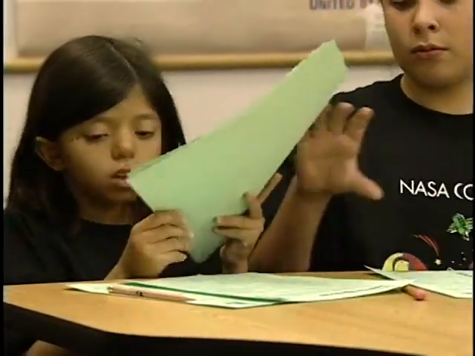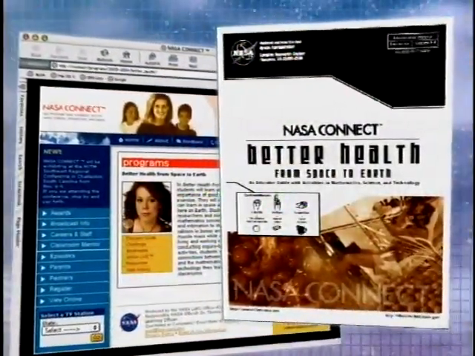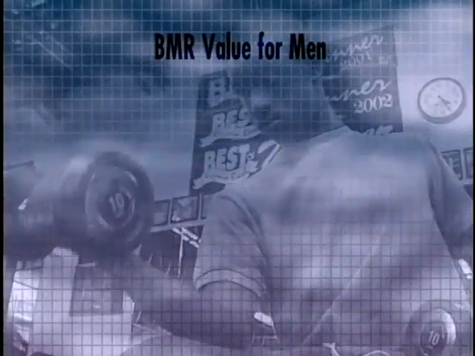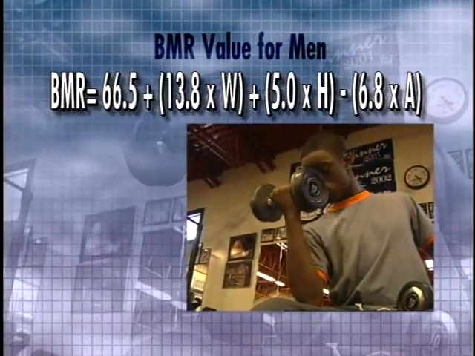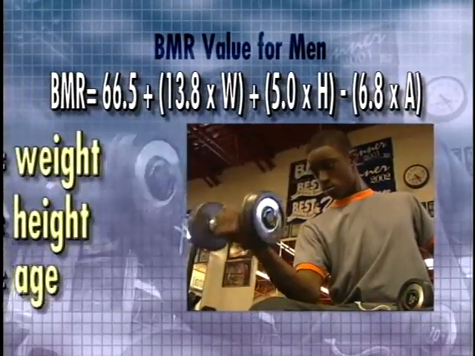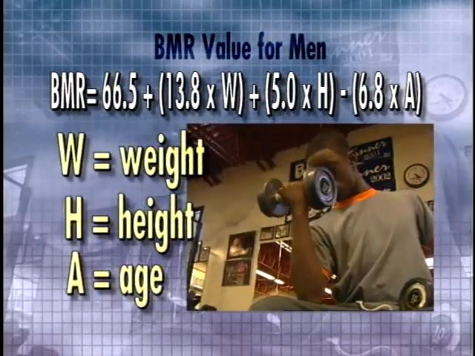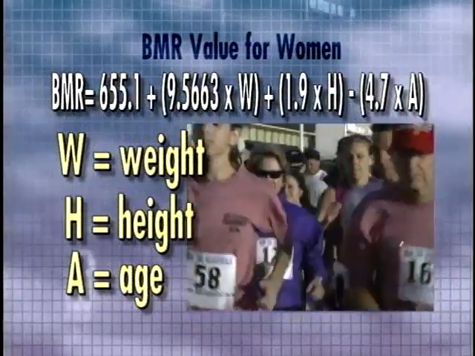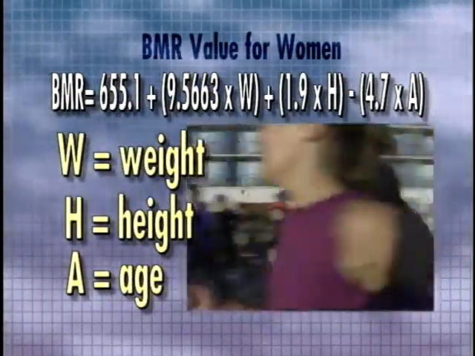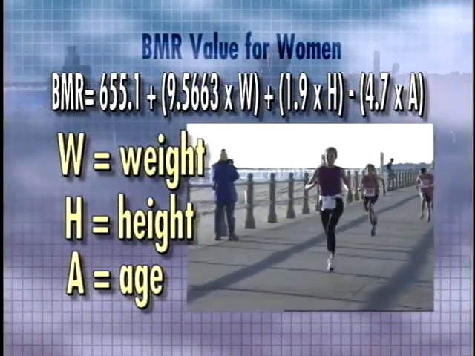BMR is estimated based on gender, age, height, and weight. You will work from the baseline energy needs handout and the total energy needs handout, which can be found in the Educator's Guide. The BMR value for men, well, in this case RJ, can be calculated using the following equation, where W is the weight in kilograms, H is the height in centimeters, and A is RJ's age. The BMR equation for women is different than men, but it's also based on weight, height, and age.